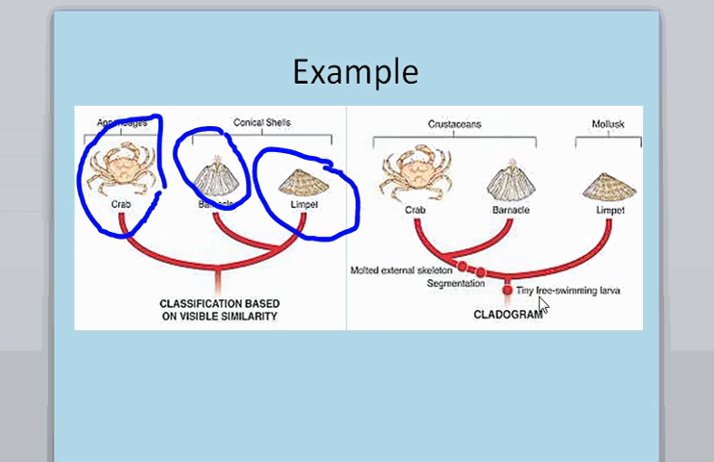And if we look at tiny free swimming larvae, we are looking at a larvae of these organisms. So instead of just looking at the adults, we're now looking at an immature larvae. To the left, we have segmentations. We molt our exoskeleton or external skeleton, and then you can see the branch to the barnacle and the crab. The limpet is off here on the right under a mollusk, and then the crustaceans are over here.